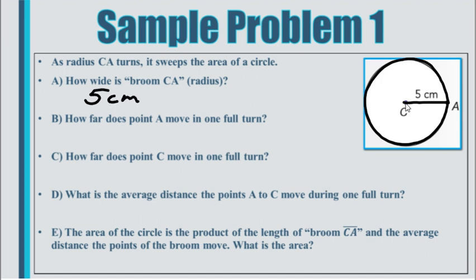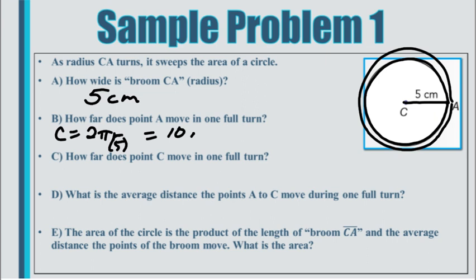How far does point A move in one turn? Well, if it starts here and goes all the way around, that's circumference. So circumference equals 2 pi r, because we're given the radius. If the radius is 5, 2 times 5 would give us 10 pi centimeters. How far does point C move in one full turn? Well, point C stays here at all times, so that would be 0 centimeters.